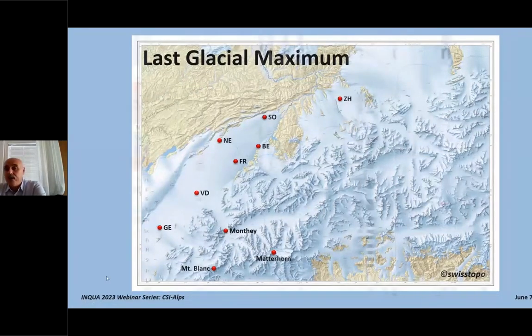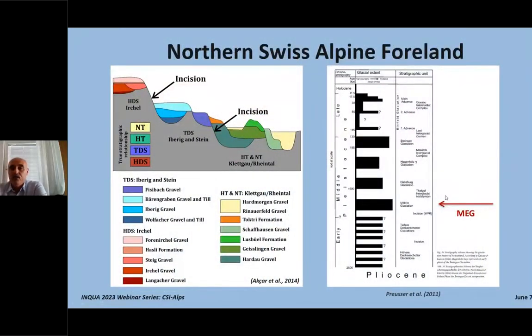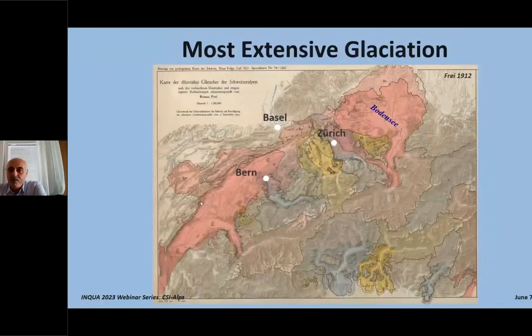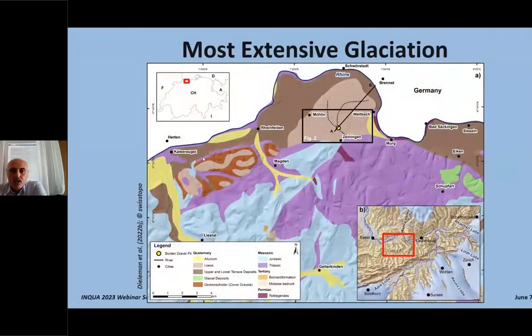But if you go back in time, now we go to the Most Extensive Glaciation. This is a similar map of the Swiss Alpine Foreland during the glaciations, made by Roman Frey in 1912. You see these are the maximum extents of the glaciations, which is attributed to the most extensive glaciation. Now I will take you to this spot here, to the nose of this Rhine River. And here we are. This is a geological map of the area at this point.